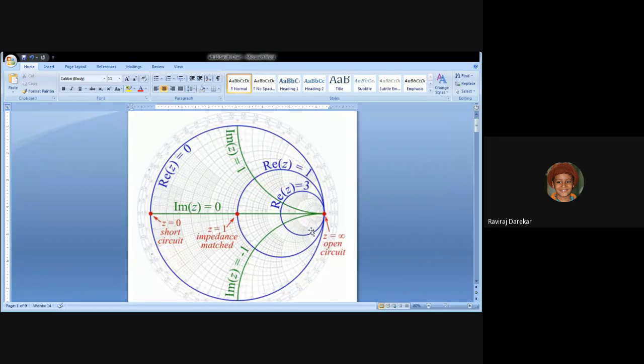The blue colored circles indicate the values of resistances used in the transmission line. The blue colored complete circles, and the green colored partial circles, indicate the imaginary parts, that is, the reactances, which may be either capacitive or inductive. Here the imaginary part of Z is plus 1, and at the bottom side the imaginary part of impedance is minus 1. Whether it is less than 1 or greater than 1 can be observed soon. The imaginary part is shown with the help of partial circles, and there are different circles that we can consider.